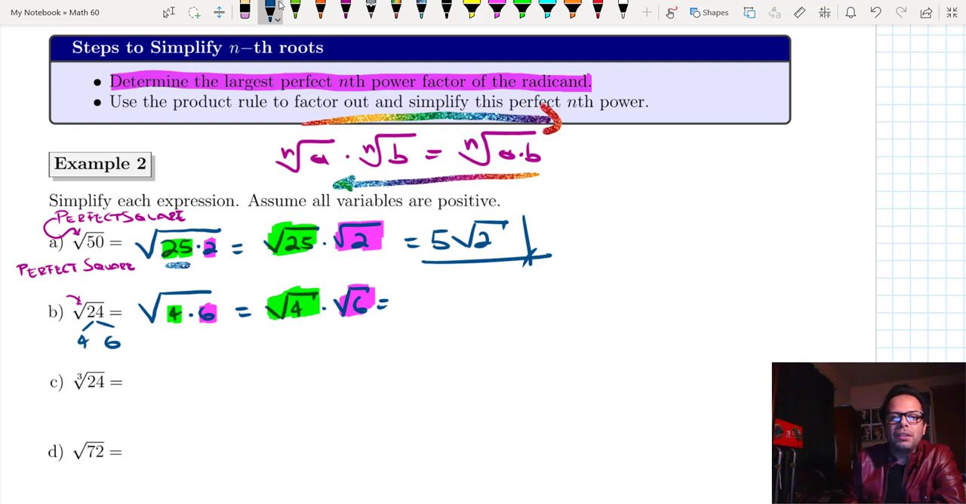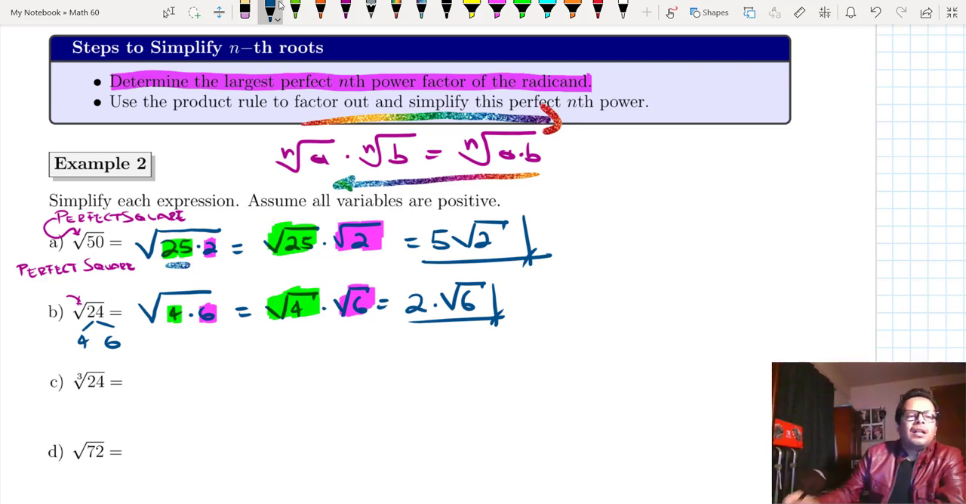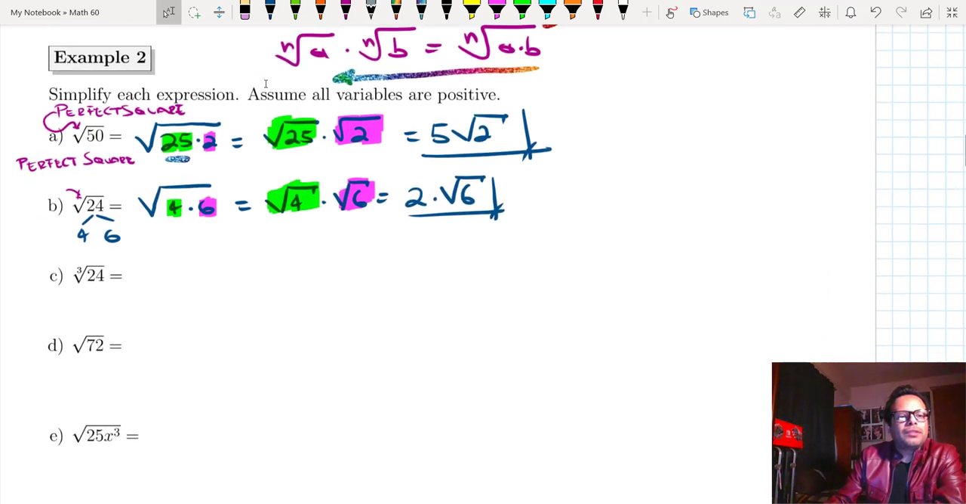So this is going to be the square root of 4, which is 2, times the square root of 6. Okay, and that's all we do. That's about it. All right, let's move on to letter C.